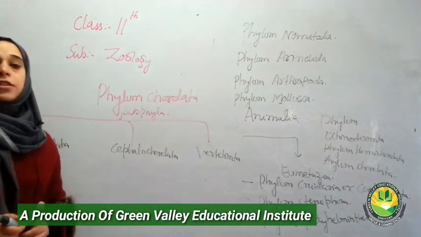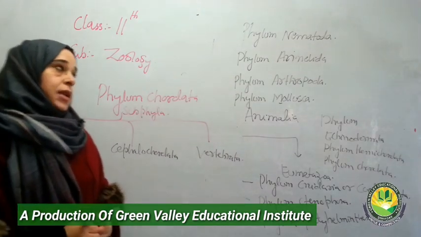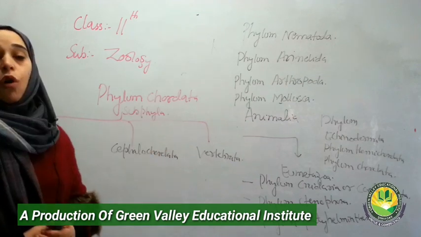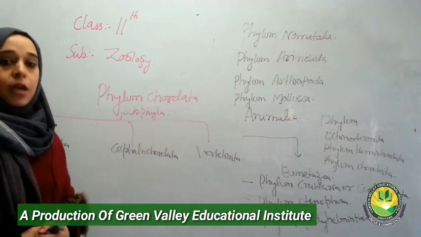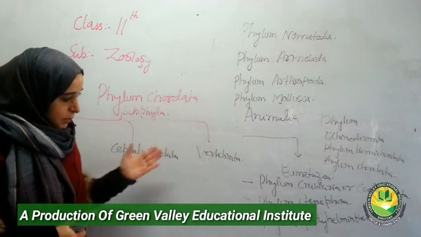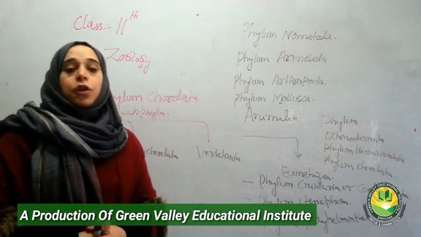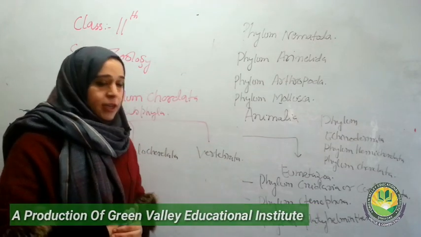Dear students, this is just the outline of the basis of classification of the kingdom Animalia, as well as the outline of how, on the basis of the classification features that we have discussed, the kingdom Animalia is classified. In our next lectures, inshallah, we are going to discuss each phylum, each class in detail.